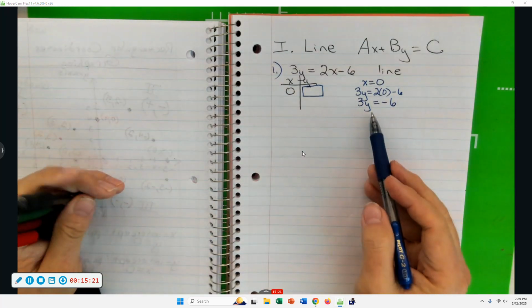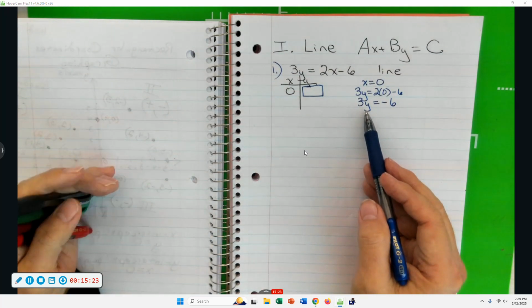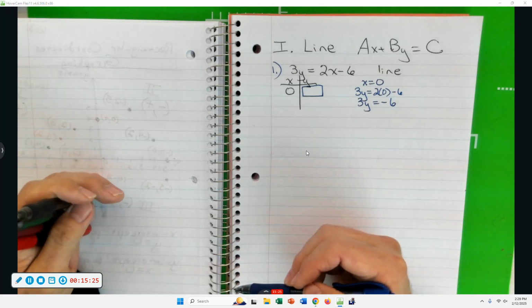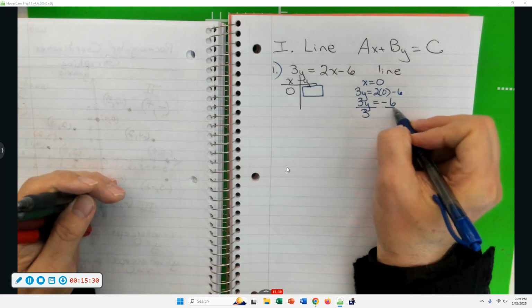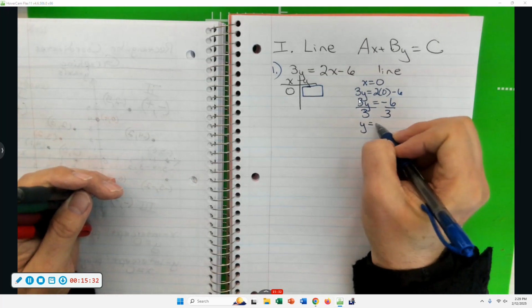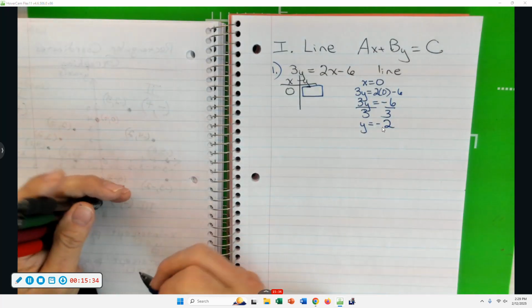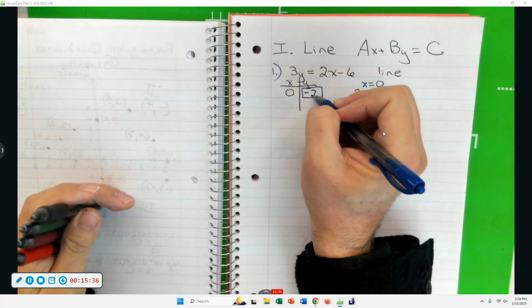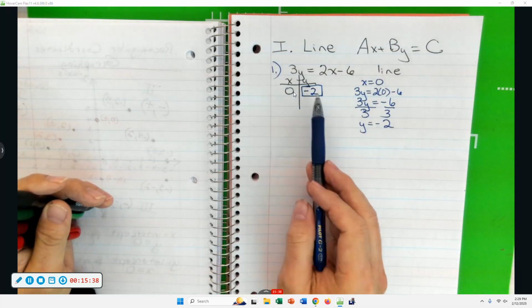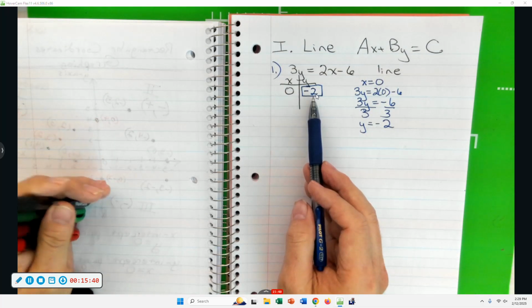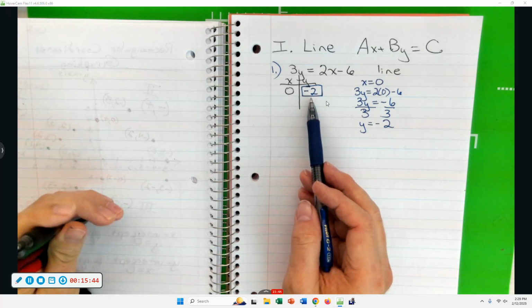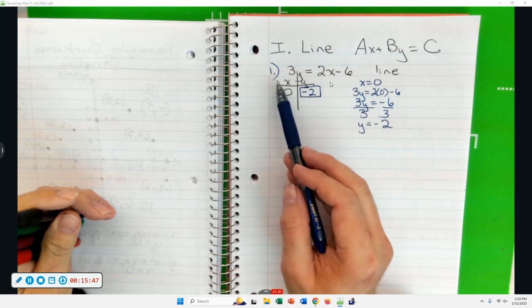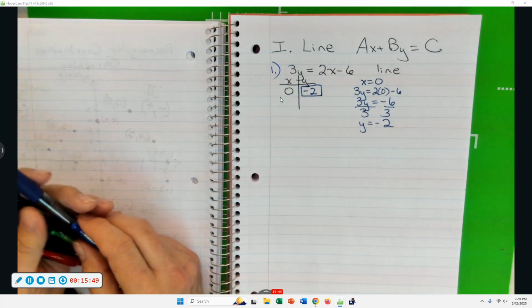We can solve this equation for y now. What do I have to do to solve for y? Divide by 3 to give us y equals negative 2. So when x is 0, the y coordinate is negative 2. We just generated an ordered pair that's a solution to this equation. We need one more ordered pair.